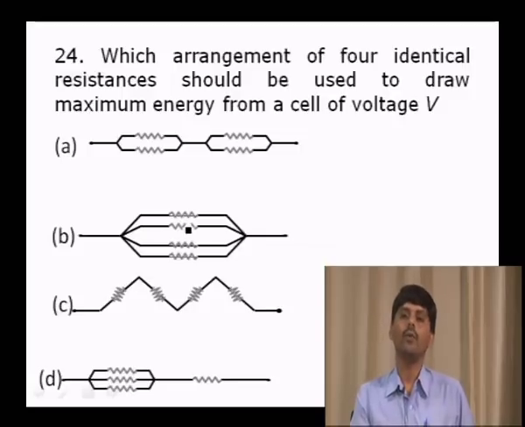Question number 24. Which arrangement of 4 identical resistors should be used to draw maximum energy from a cell of voltage V? They have given 4 resistors and 4 options: A, 2 in parallel; B, all 4 in parallel; C, all in series; D, 3 in parallel with 1 in series with the combination.